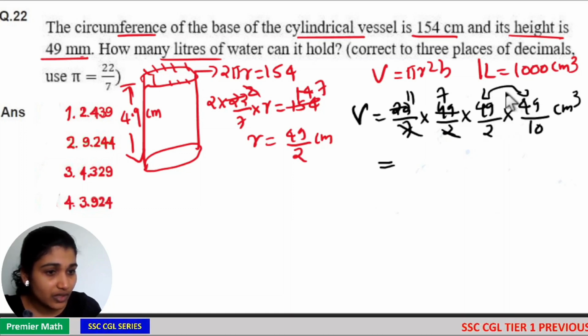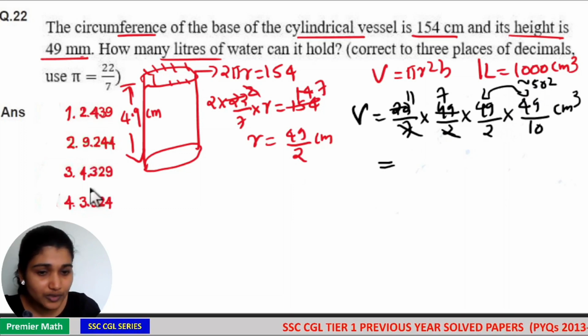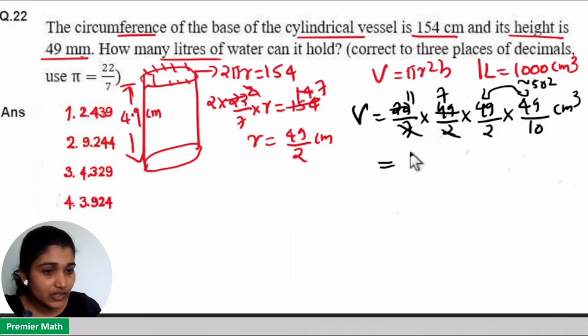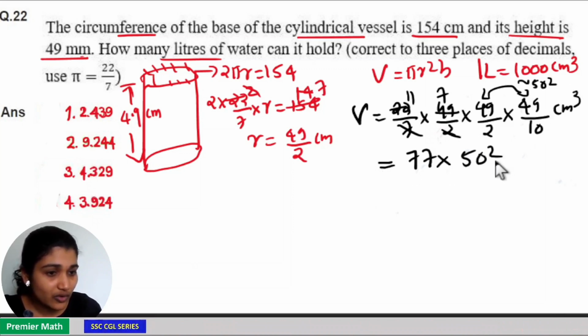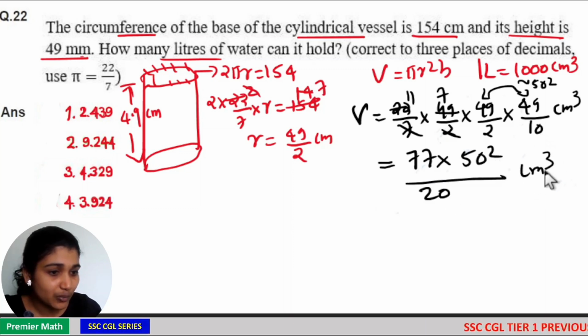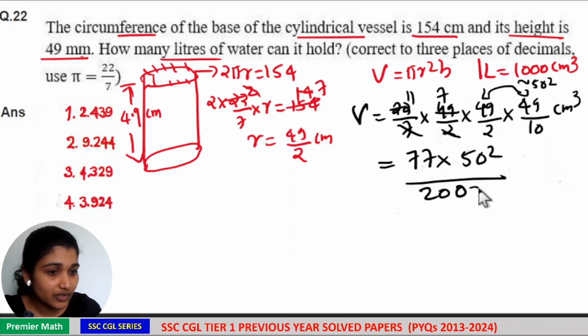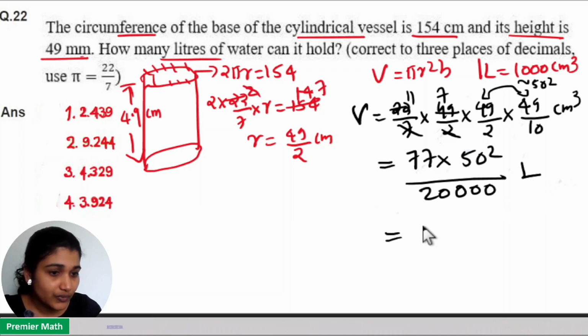Instead of 49 square, I will assume it as 50 square, because if you look at the options there is variation. So no issues. So 11 into 7 is 77. 77 into 50 square divided by 20 centimeter cube. To convert it into liter, multiply it with 10 raised to minus 3. That is, divide it with 1000. So this is liter.